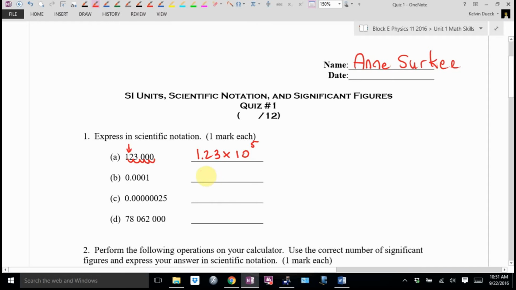B. 1 times 10 to the. It's going to be negative because we're a decimal. And again, I'm going to start at 1, 2, 3. 1 times 10 to the negative 3. 4. 4, Mr. Dewick. 4. You're moving right to there, Mr. Dewick. 4. My brain was catching it, but Patrick, you caught it.